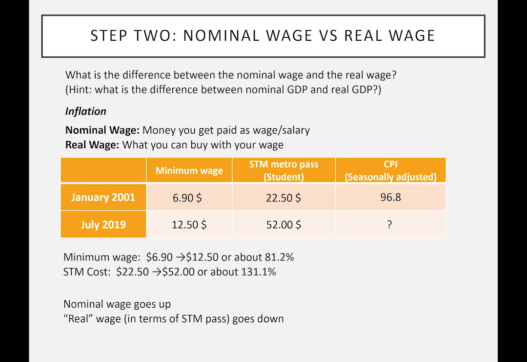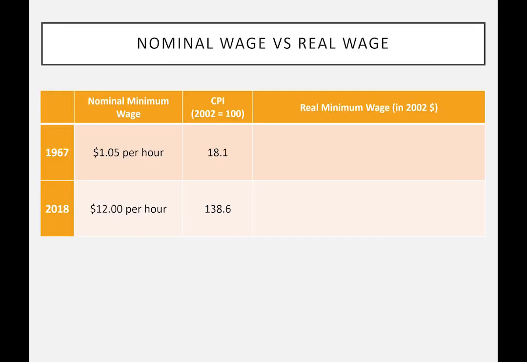But let's take a look at a much broader length of time to understand this idea. Here what I've got is the minimum wage in 1967. So we're going back over 50 years. It was about $1 an hour, while at the same time, the CPI was about 18. So that means you went into a store, you wanted to buy a basket of goods, it would cost you about $18, let's say. In 2018, 50 years later, minimum wage is about $12 an hour, and the cost of the same basket now is about $138.